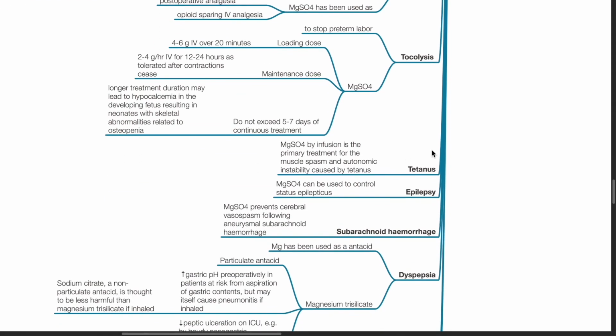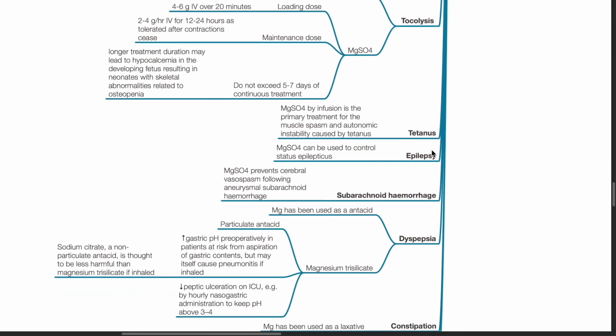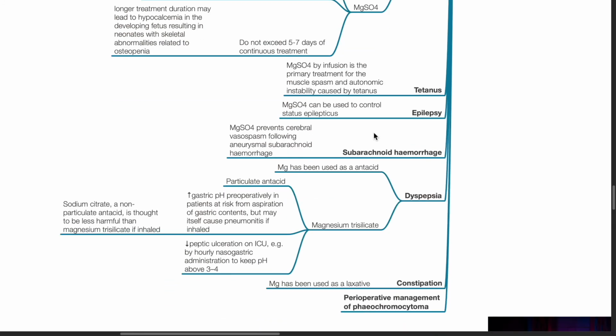Magnesium is used in the treatment of tetanus. Magnesium sulfate infusion is the primary treatment for muscle spasms and autonomic instability caused by tetanus. Magnesium sulfate can be used to control status epilepticus. In subarachnoid hemorrhage, magnesium sulfate prevents cerebral vasospasm.